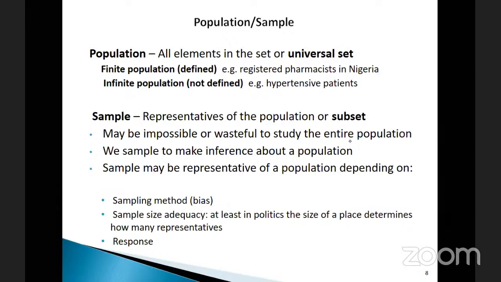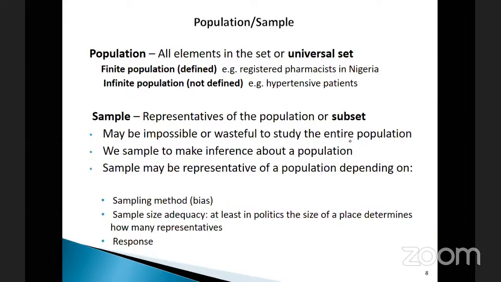So that is what sample does for us. We sample to make inference about a population. So if we sample 2,000 prescriptions, whatever we get, we use it to make prediction about what happens in the 20,000 prescriptions, which means out of the 20,000, we have sampled 2,000, we have another 18,000 that we did not sample. And we are saying that these 2,000 will represent the other 18,000 that we did not sample.